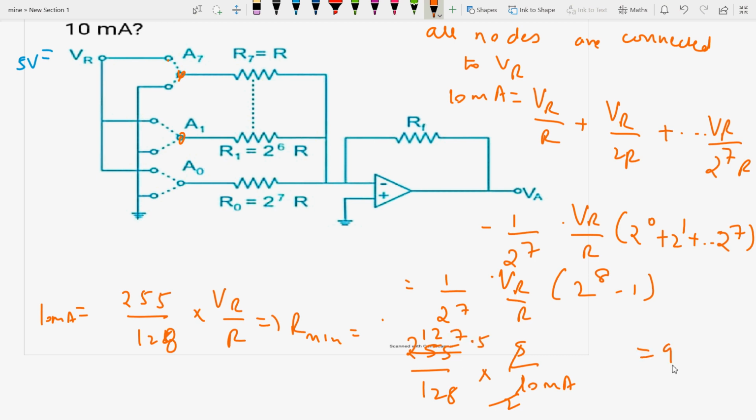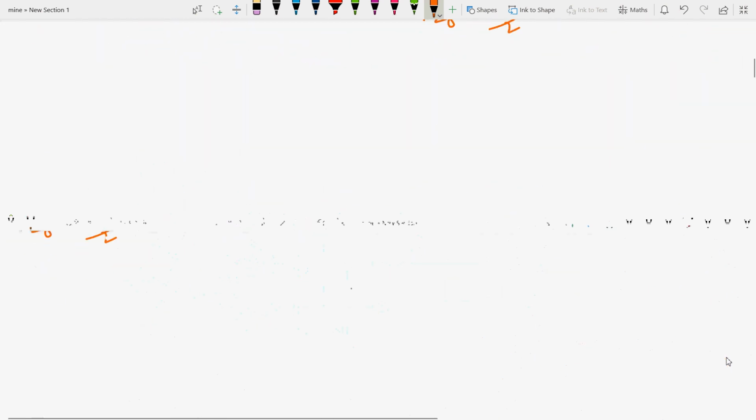This is the formula. Okay, we will learn more about this ADC and DAC.